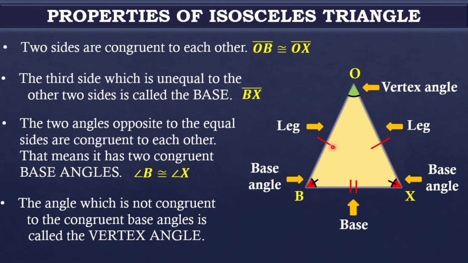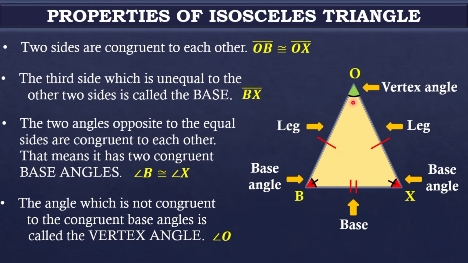So, again, we have two sides of the triangle that are congruent. The unequal side is your base. Tatandaan na kung ano po yung opposite angle ng dalawang congruent sides. Since congruent sila, congruent din po yung angles na opposite sa kanila. Okay? And then yung angle na hindi congruent, that is what we call the vertex angle.